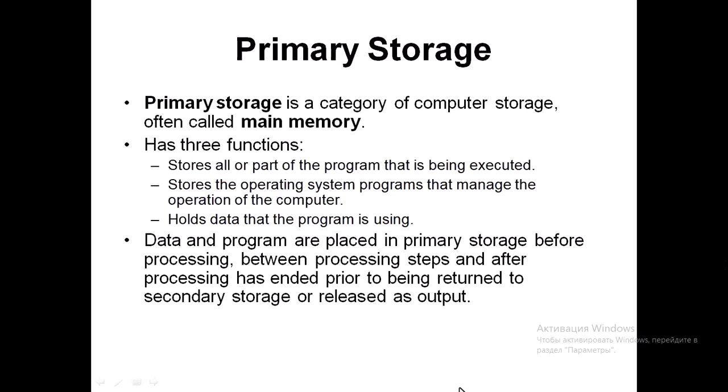Let's discuss primary storage. It is a category of computer storage, often called main memory. It has three functions. First, it stores all or part of the program that is being executed. It stores the operating system programs that manage the operation of the computer, and it holds data that the program is using. The data and the program are placed in primary storage before processing, between processing steps, and after processing has ended, prior to being returned to secondary storage or released as output.